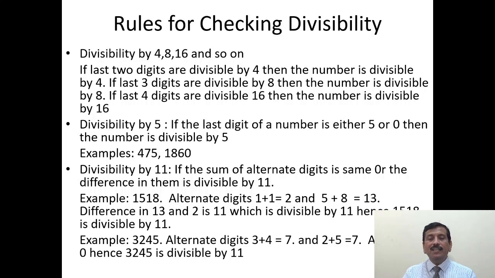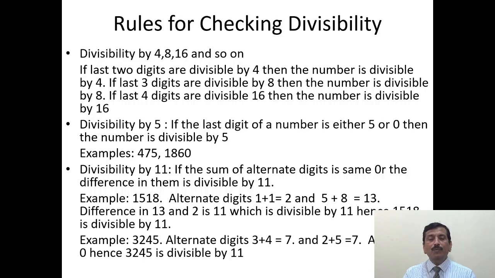Interestingly, we see the divisibility by 11. If the sum of the alternate digits is the same, or the difference in them is divisible by 11, that is, the difference is a multiple of 11, then the entire number is divisible by 11. I think perhaps this seems to be a bit tricky, but examples will illustrate the simplicity of the rule.